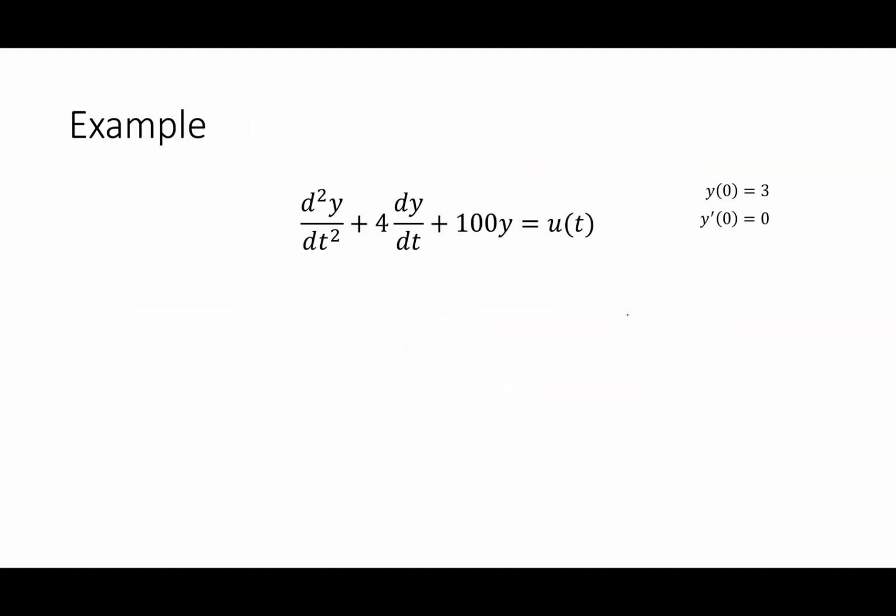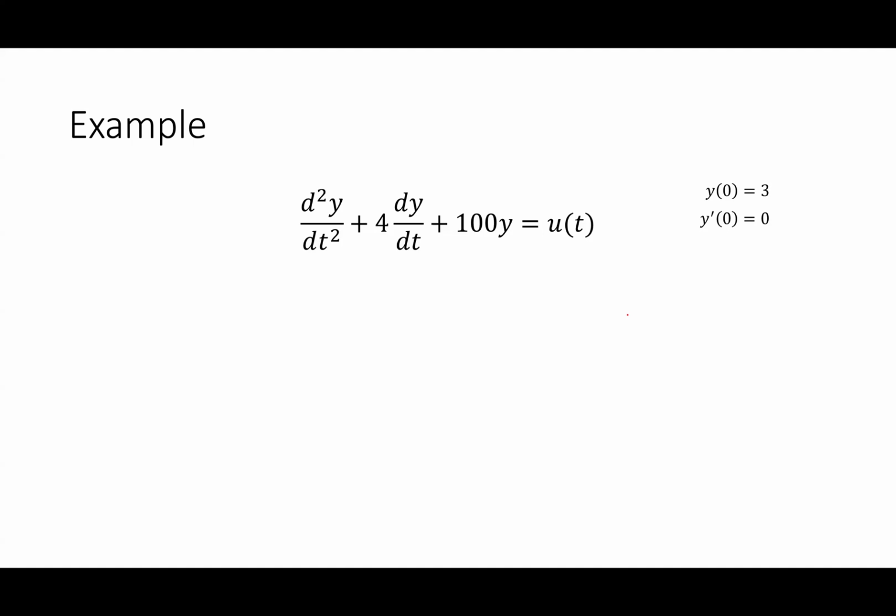So what I want to do is an example then, right? So let's say I have this thing right here: d squared y by dt squared plus 4 dy by dt plus 100y equals u of t. All right. And what are those two things over there? y of 0 equals 3, y prime of 0 equals 0. What is that? Just some stuff that I added. Those are my initial conditions.